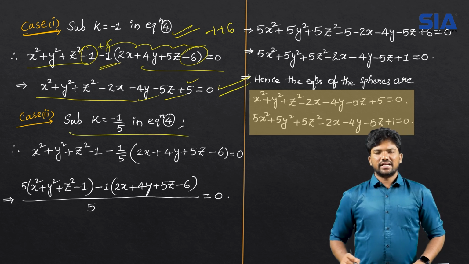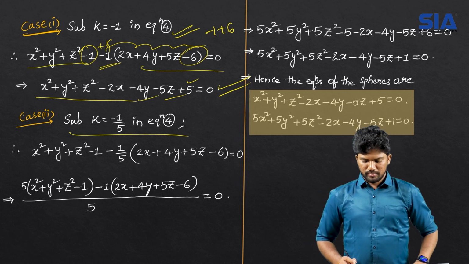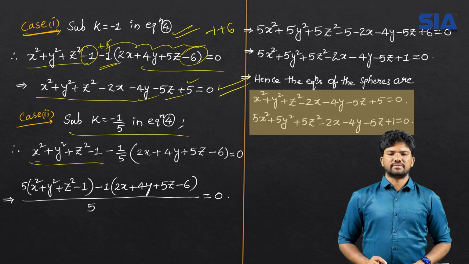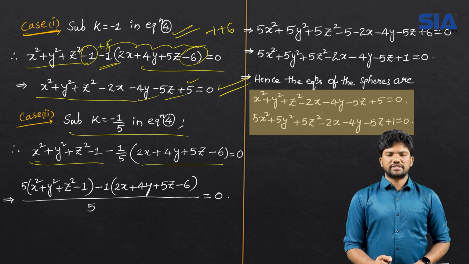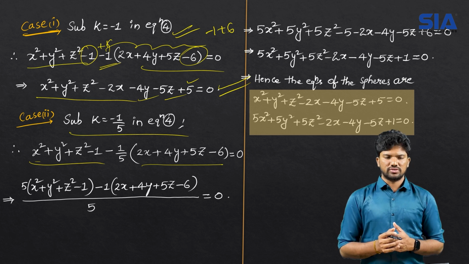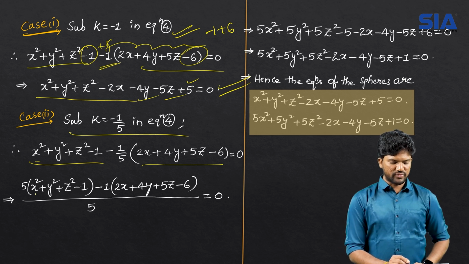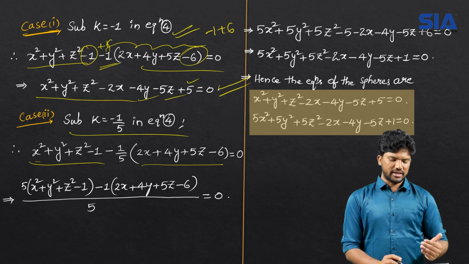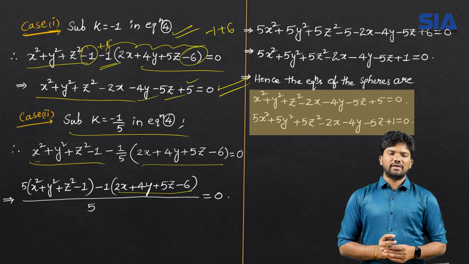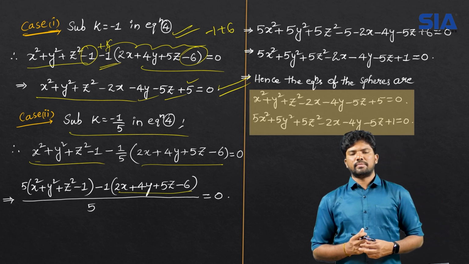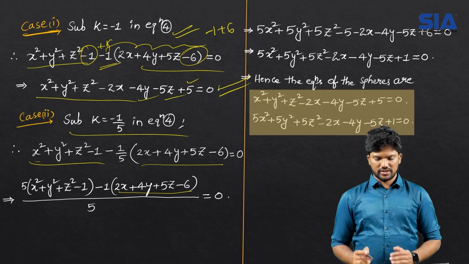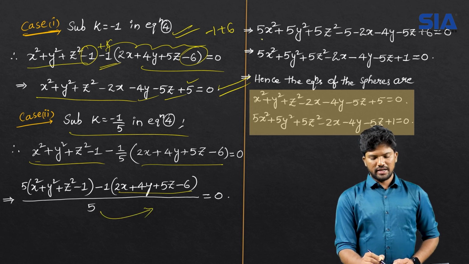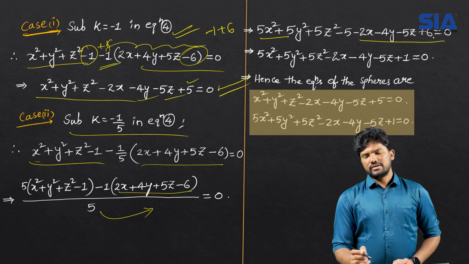So next case 2, substitute k is equal to minus 1 by 5 in equation number 4. So x square plus y square plus z square minus 1 by 5, 2x plus 4y plus 5z minus 6 is equal to 0. Take LCM. LCM is 5. Multiply with 5. 5 into x square plus y square plus z square minus 1. And the remaining value multiply with minus 1. 2x plus 4y plus 5z minus 6 by 5 is equal to 0. Send this 5 value to RHS. 0 into 5, 0. Multiply with 5 and multiply with minus.